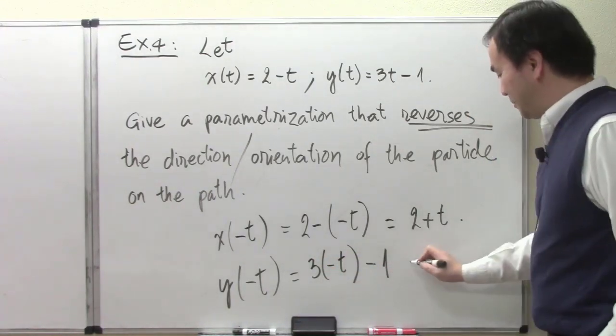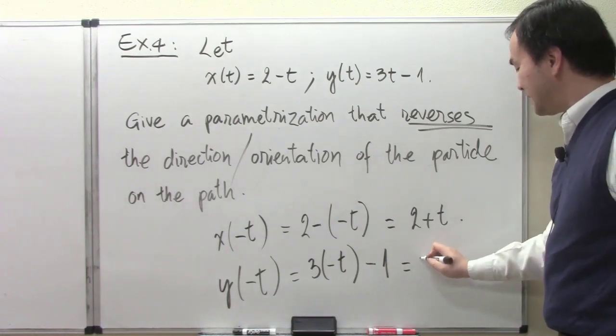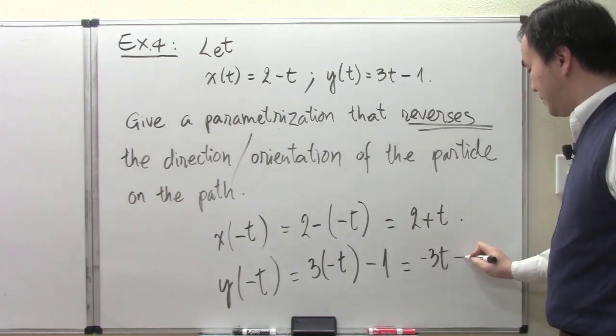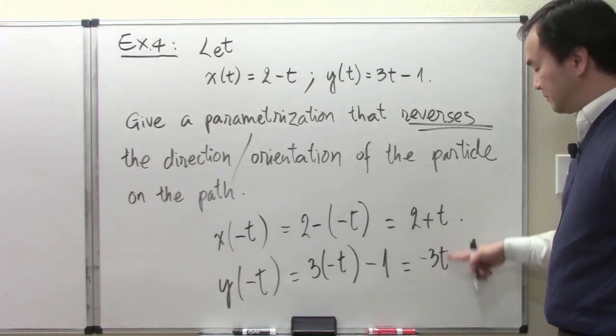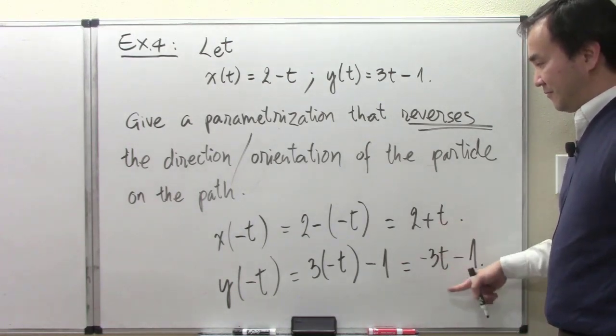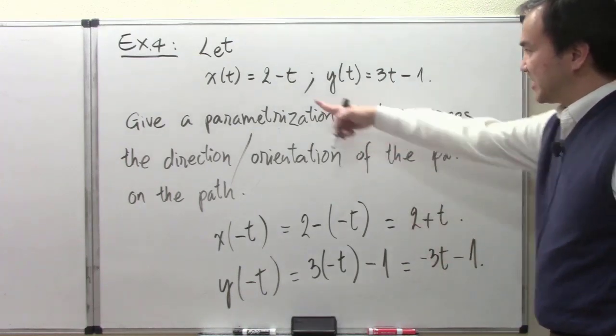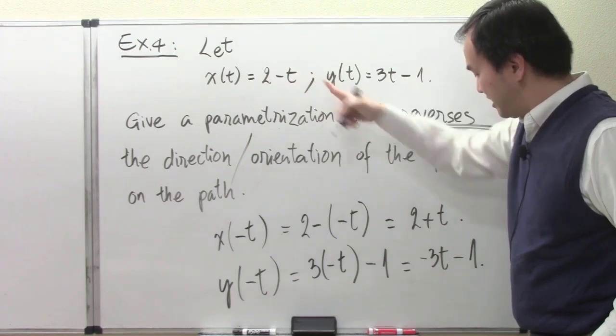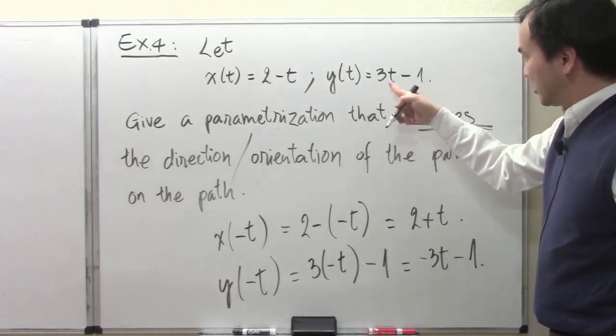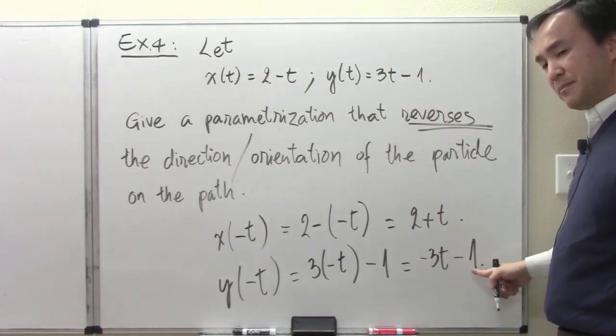So altogether it becomes minus 3t minus 1. Okay, and you can see that it's already a different parameterization. It's a completely different parameterization compared to the beginning one. The beginning one was 2 minus t, here is 2 plus t. It was 3t minus 1, here is minus 3t minus 1.